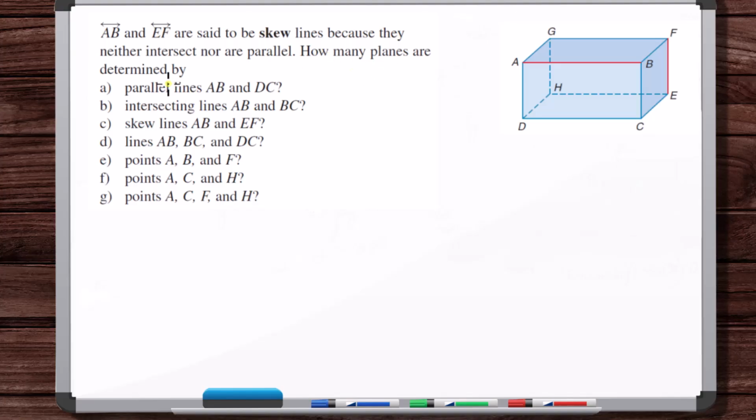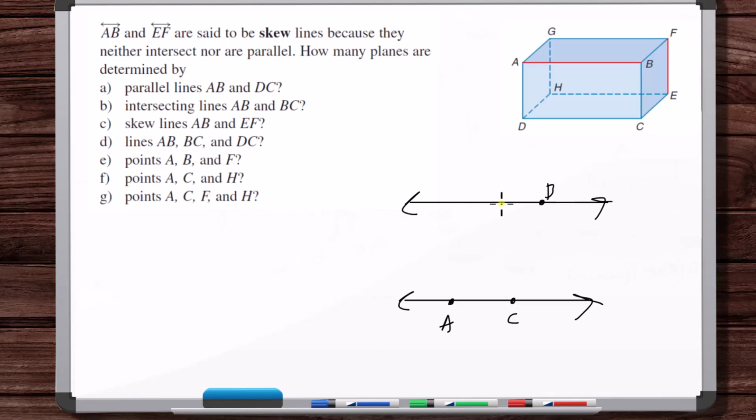How many planes are determined by parallel lines A, B, and DC? One plane. If you think about it this way, you can pick a point on one line, a point on the other line. That defines a line. Okay, that's fine. So A and B define a line. But then I could pick another unique point that's not collinear with A and B, and that defines a plane. All right, so we've defined a unique plane.